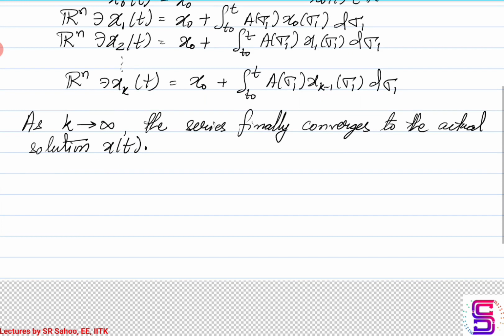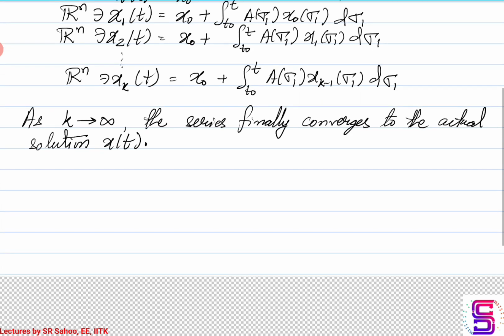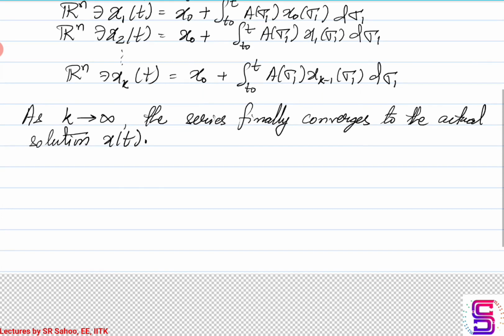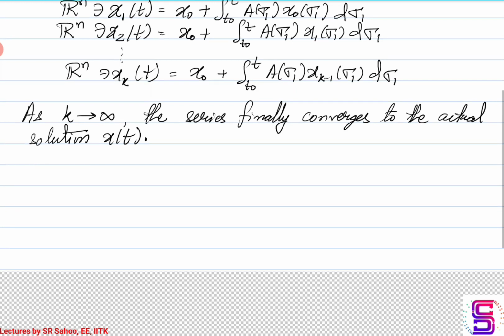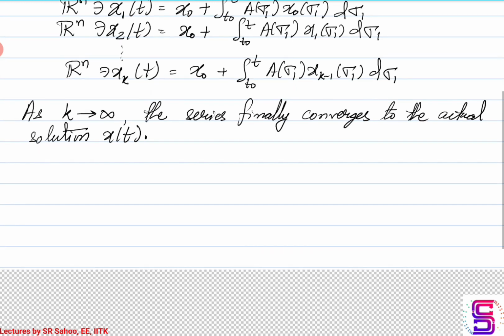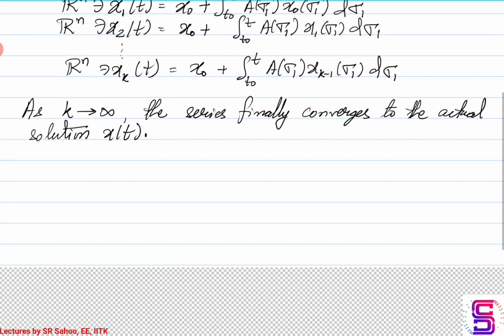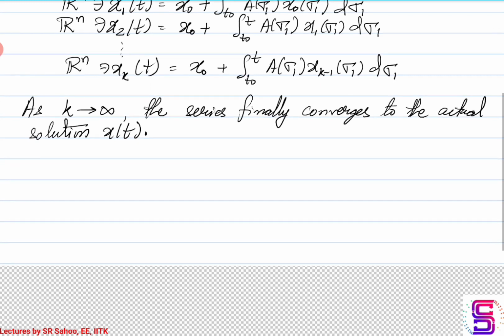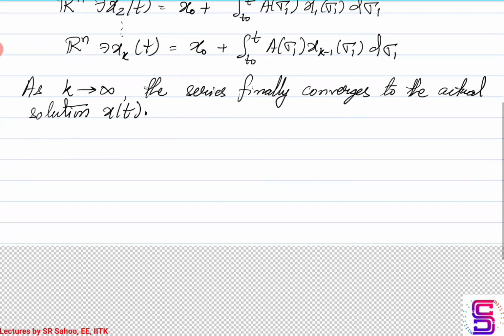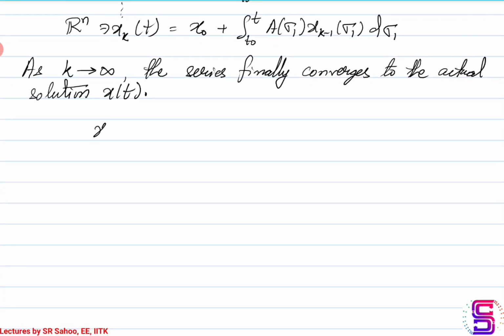Okay, so how do we do that? For this, we'll see how xk can be related to the first entry in the series, which was x0 of t. If you can do that, then as k approaches infinity, we'll come to know how the solution is going to be related to the initial entry in the series, which was x0 of t. For this, we'll use the way in which the series has been generated.